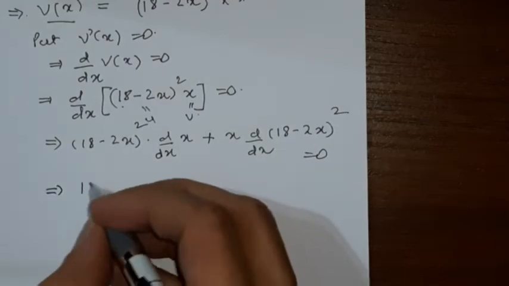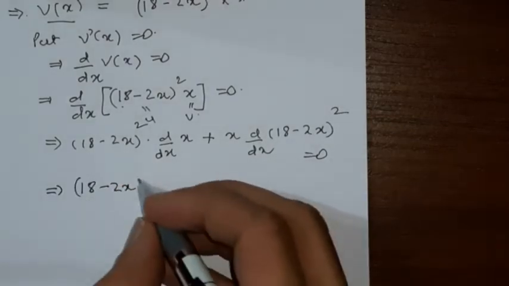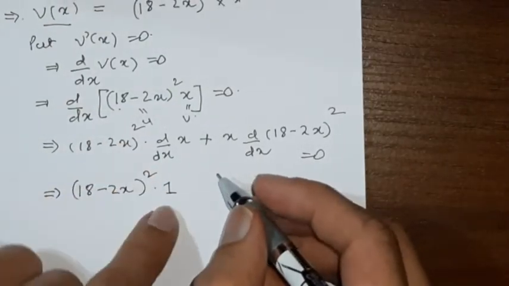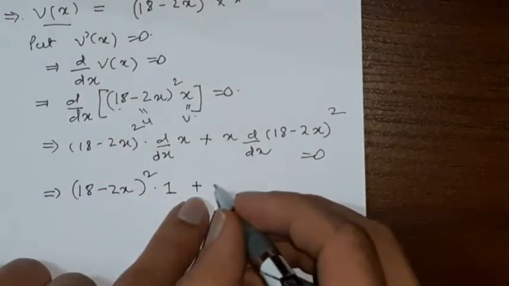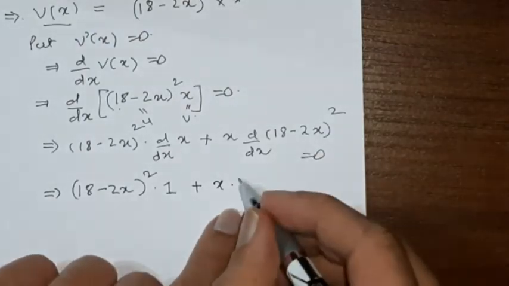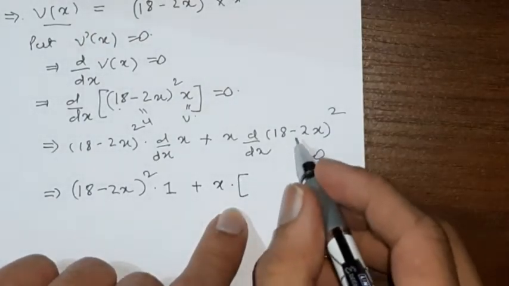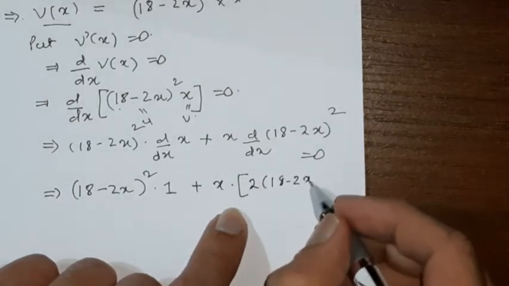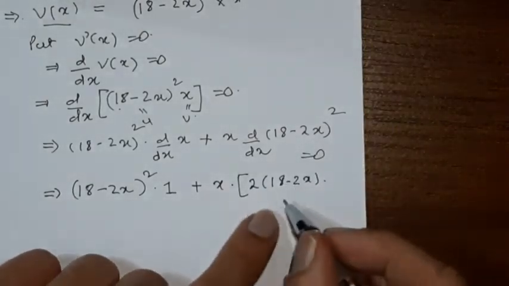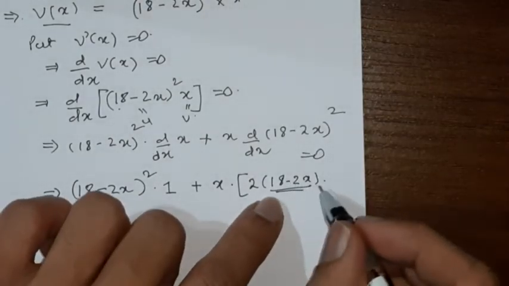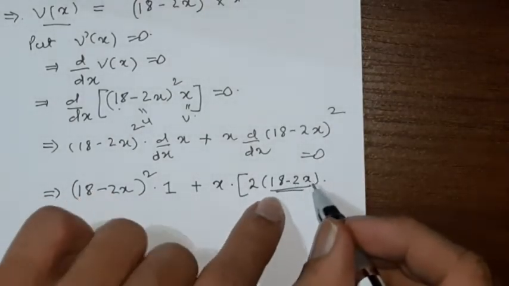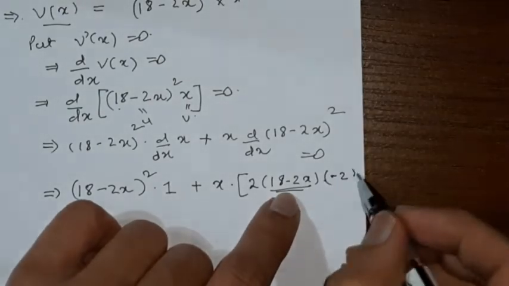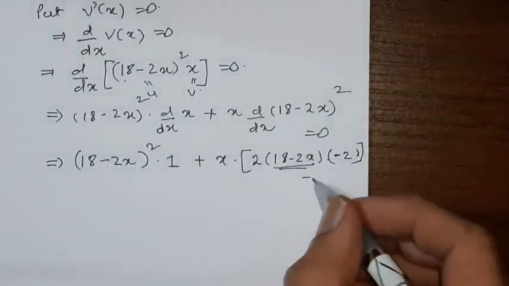So this implies what? (18 minus 2x) the whole square multiplied by 1, because the derivative of x is 1, plus x multiplied by the derivative of (18 minus 2x) the whole square, that will be 2 times (18 minus 2x). Now you see that the function inside the bracket is not x, so we have to take the derivative of the function here. So what is it? Minus 2. Now which is equal to 0.